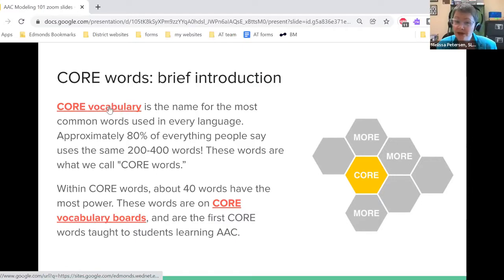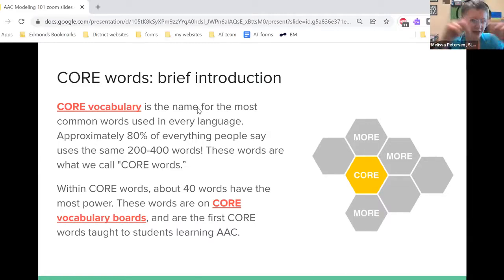So core vocabulary is the name for the most commonly used words. And this is a concept that holds true in every language. About 80% of everything that people say uses the same 200 to 400 words. And it's a range because it depends on different languages, exactly which 200 to 400 they are and exactly how many there are. It also depends on whether we're looking at written language or spoken language. But about 80% of what we say is the same 200 to 400 words in every language. So that is what core words are.